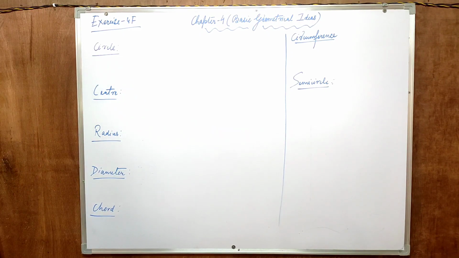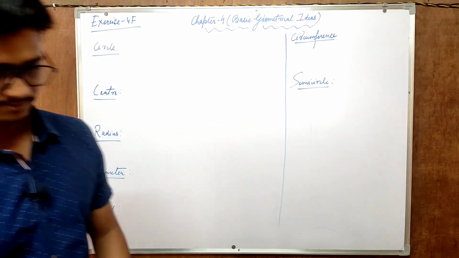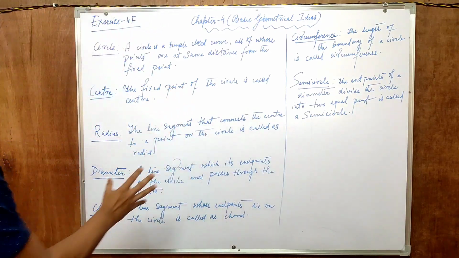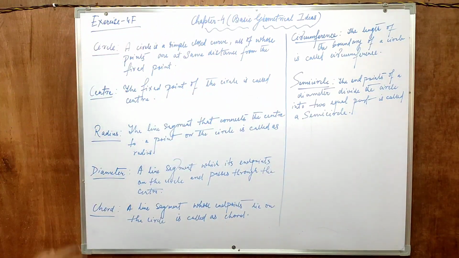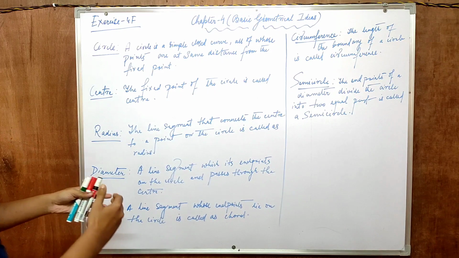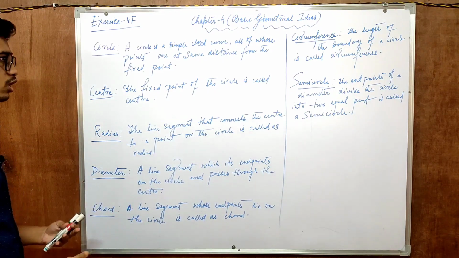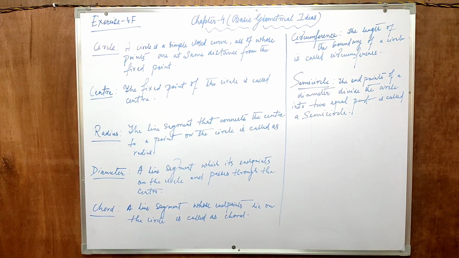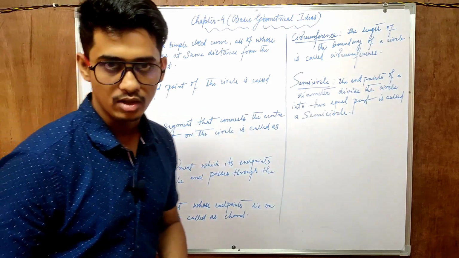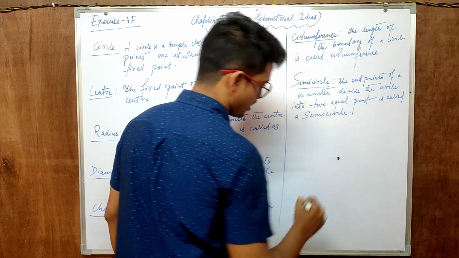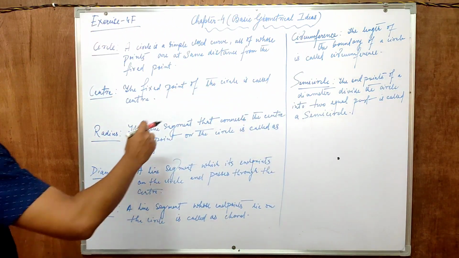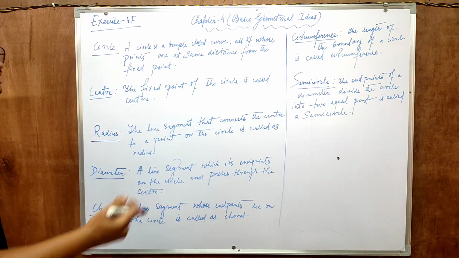First of all, I'd like to write all the definitions, and after that I will make you understand what exactly each one is. These are the definitions which are required when we are dealing with exercise 4F. The first definition is circle. A circle is a simple closed curve, all of whose points are at the same distance from a fixed point. From a fixed point, they have said that all of whose points are at the same distance.